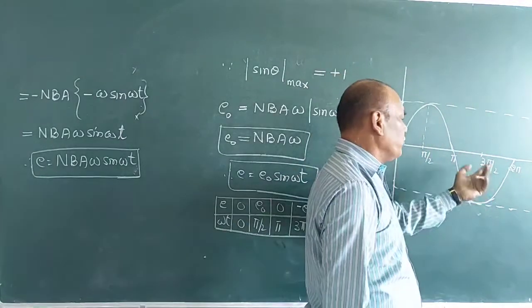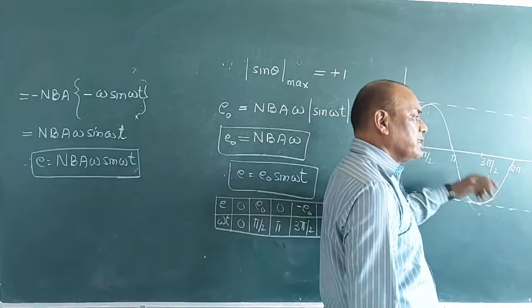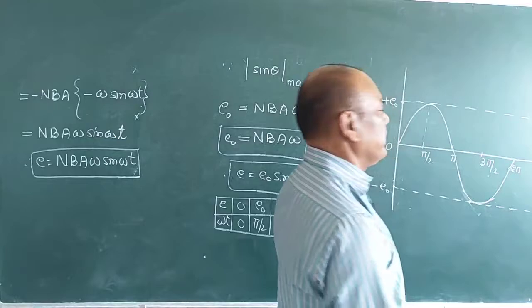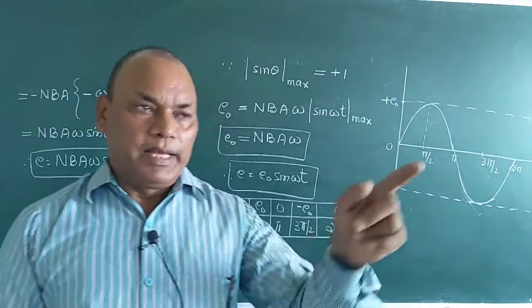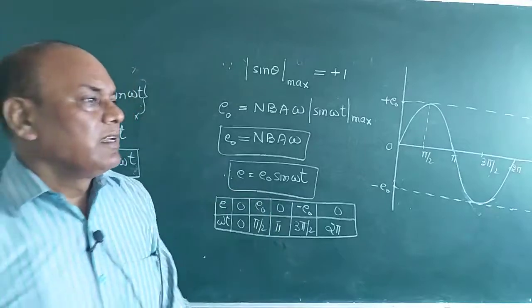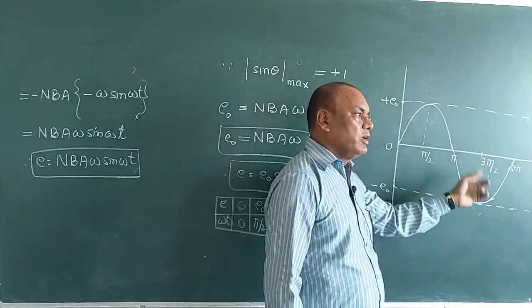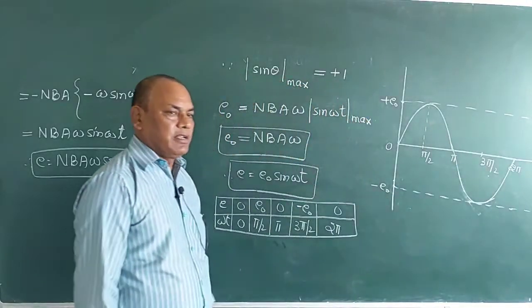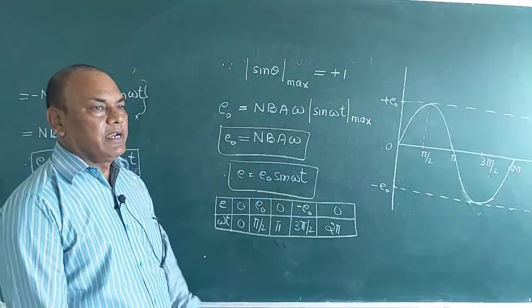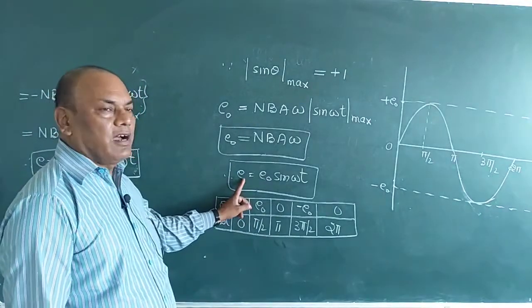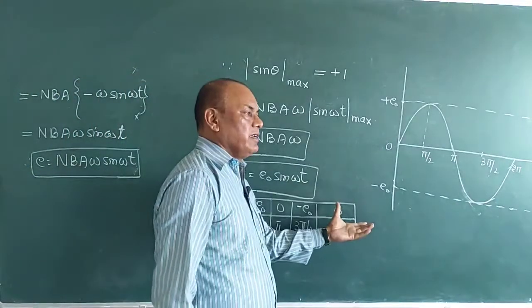So what is this nature? This nature follows a sine curve, and we know that a sine curve has a nature of alternating plus and minus, and this also follows the same nature. So it is called alternating. Therefore we can say this follows the property of alternating nature, so it is called alternating induced EMF.